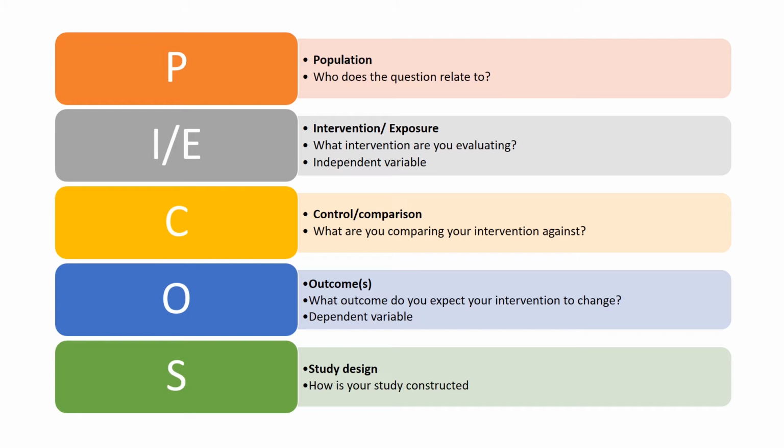Now O is for outcome. This is quite an easy one to identify. The outcome is also known as the dependent variable. Again, if you're familiar with those terms, you can just substitute that in. If you're not, the best way to think about the outcome is what you are measuring or looking to study the effect of an intervention or exposure on.